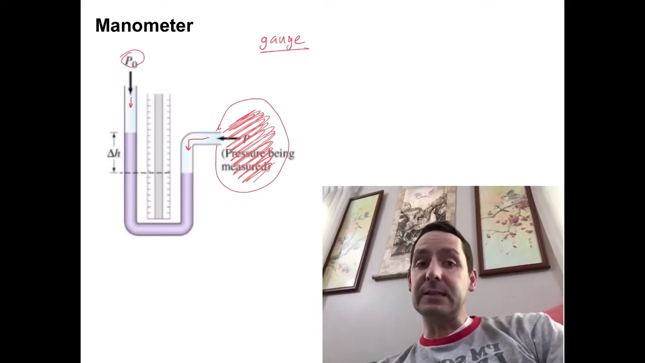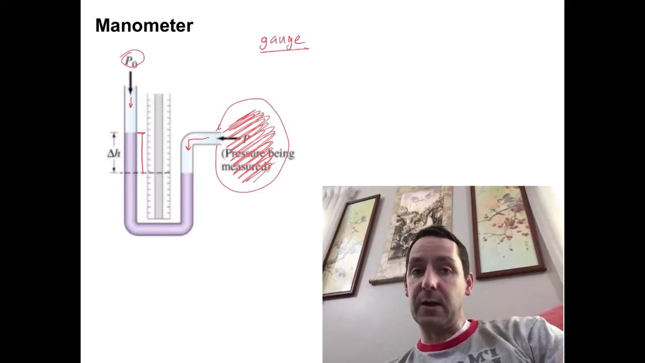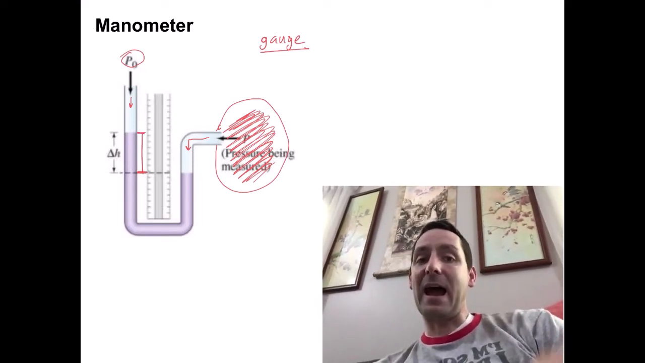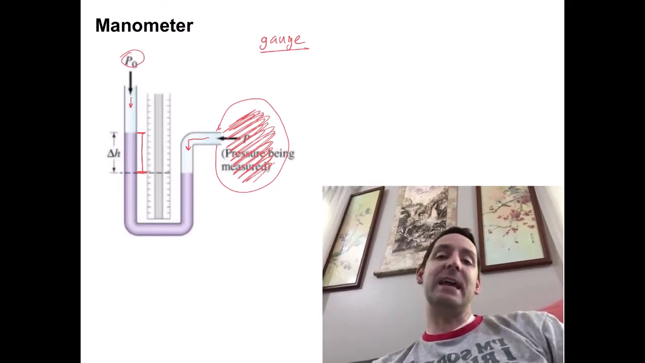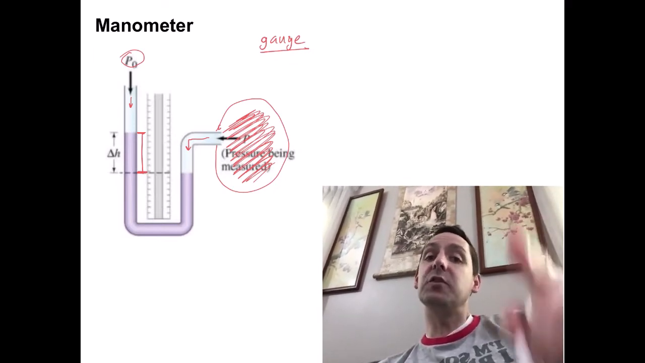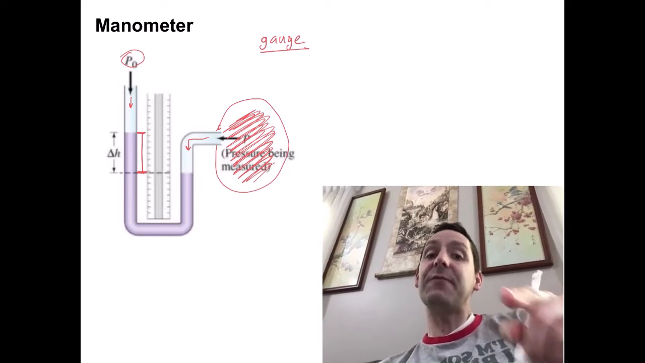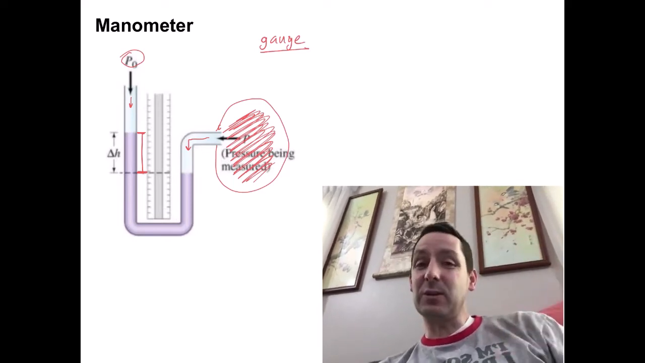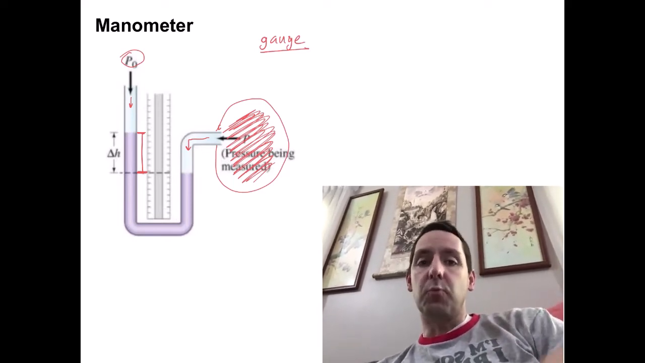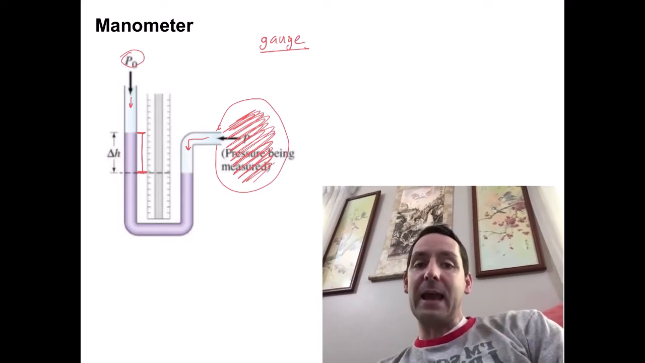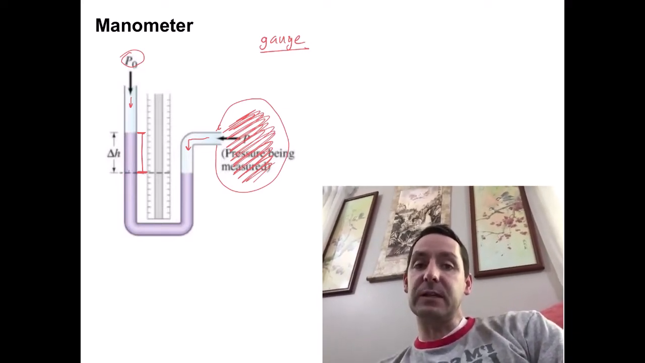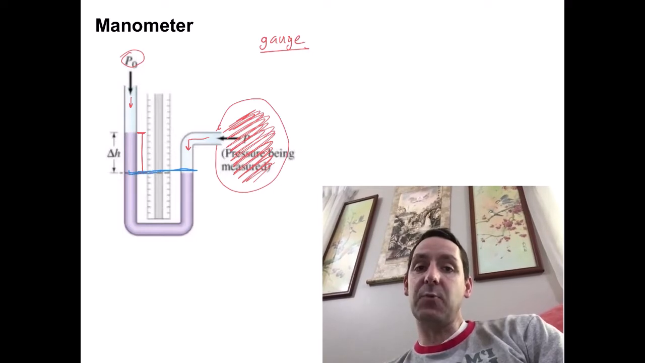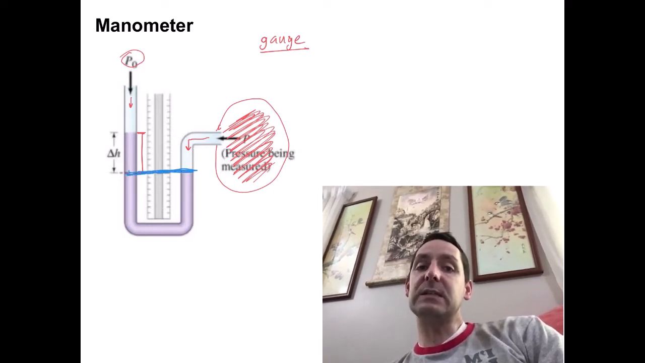And the difference is going to be this right here. Whatever that height is, you've got a delta H there. That height of fluid is going to be the difference in pressure between what's inside and what's outside. Remember that at the same height, the pressure must be the same. So if I'm at this height right here, the pressure must be the same.